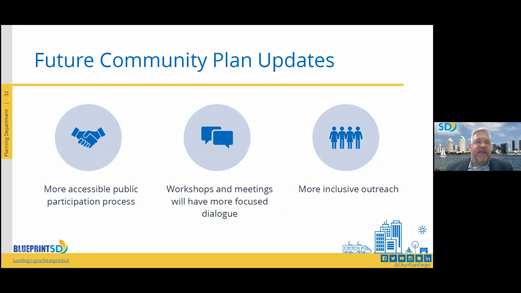The Blueprint San Diego process will update the community plan update process by looking at the timeline and condensing the update process from currently 5 years to what could be a 2 to 3 year process. The meeting decisions will be focused on refining land use scenarios based upon the Blueprint San Diego land use analysis.